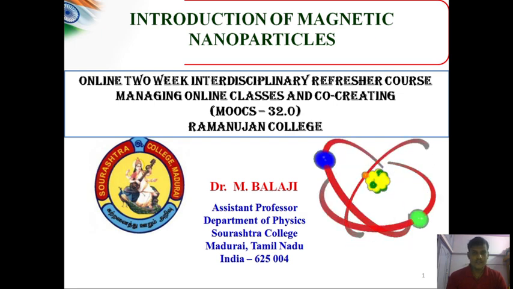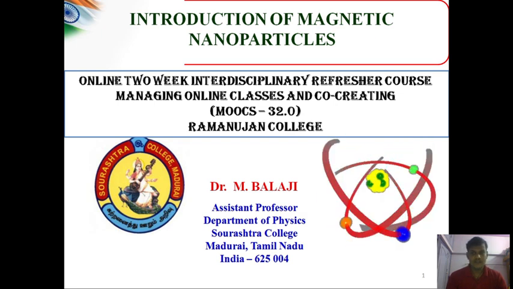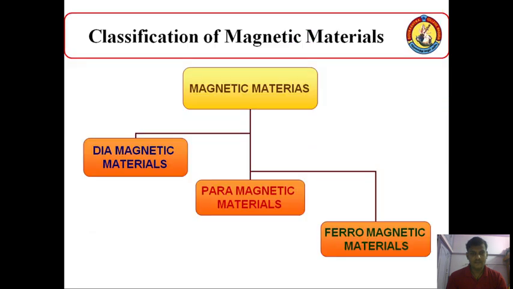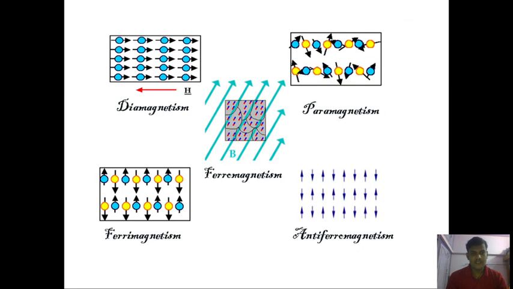Today I am going to discuss the introduction of magnetic nanoparticles. In general, magnetic materials are classified into three different types: diamagnetic material, para and ferromagnetic material. Diamagnetic materials are called non-magnetic materials because even in the presence of a high magnetic field, they won't give any magnetization value. That's why they are called diamagnetic material.